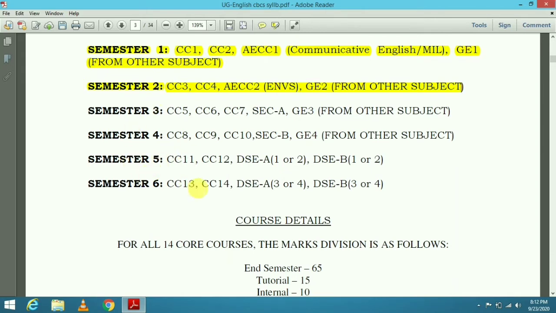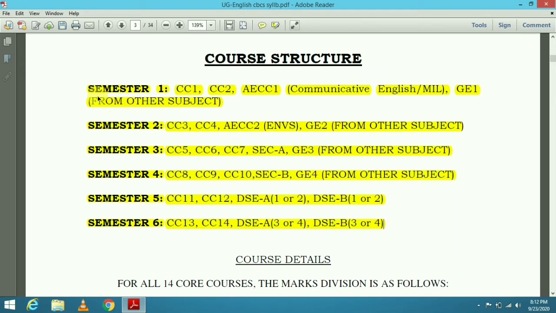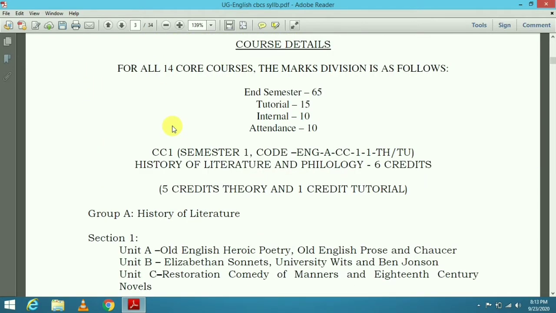And in semester 3 and 4, 5 and 6, as you can see, these you all have. And the good thing is that you do not have any DSC paper in your semester 1 and semester 2. So you need not focus right now on the DSC courses or the details of them. We will only look at the syllabus of first year, that means semester 1 and semester 2.